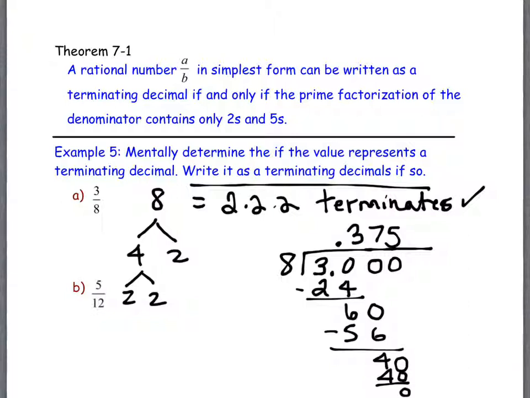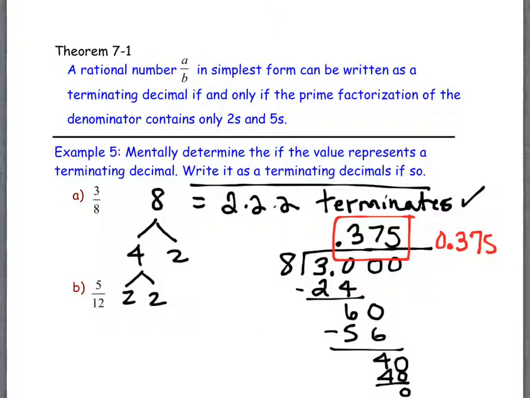And so the terminating decimal here is either, you can write it as 0.375 like that, 375 thousandths, or you can write it with the 0 in front. It doesn't make any difference. Either of those would be fine. Okay, so far so good?